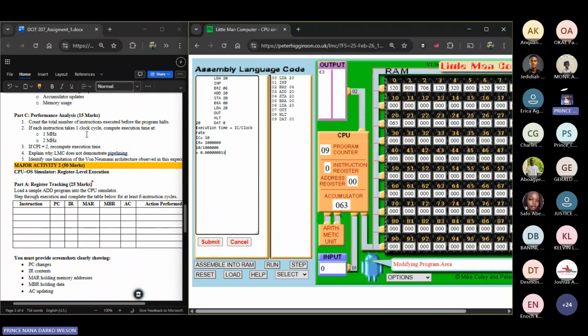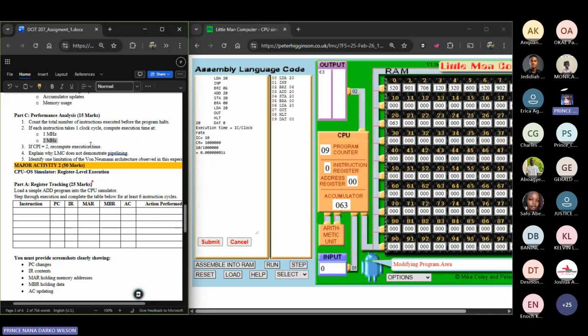The next question says we are using 1 clock cycle. Normally the formula says it is clock cycles times instruction counts all over clock rates. But because we are currently doing 1 clock cycle per instruction, we are just doing the IC times 1, so it will still remain the same. At 2 megahertz, your clock rate will change from 1,000,000 to 2,000,000. So you will just update it accordingly.